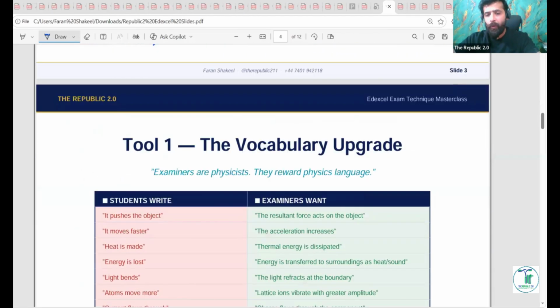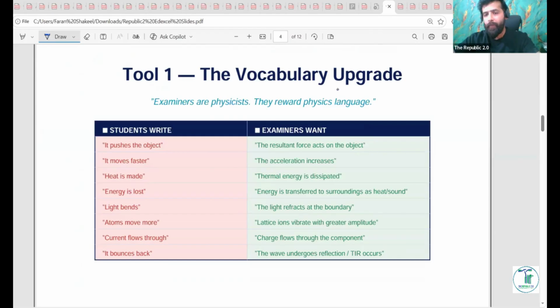And the first topic that we're going to talk about is the vocab upgrade, right? For vocab upgrade, I've given here some examples.